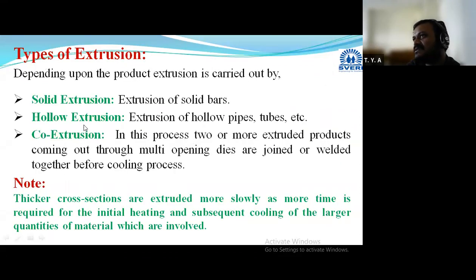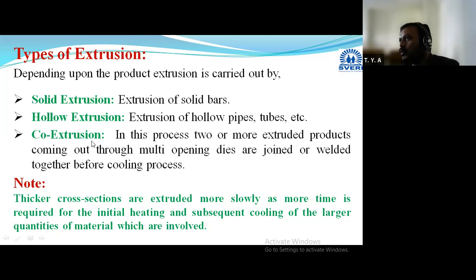The extrusion process has these three types. When a solid product is manufactured, it is termed as solid extrusion. When a hollow product is manufactured, hollow extrusion. And when we are manufacturing two components, and when they come out from the die opening, we immediately perform a joining operation, and then cooling is done. It will be considered as co-extrusion. Here you can see in this process, two or more extruded products coming out through the multi-opening dies are joined or welded before the cooling process.